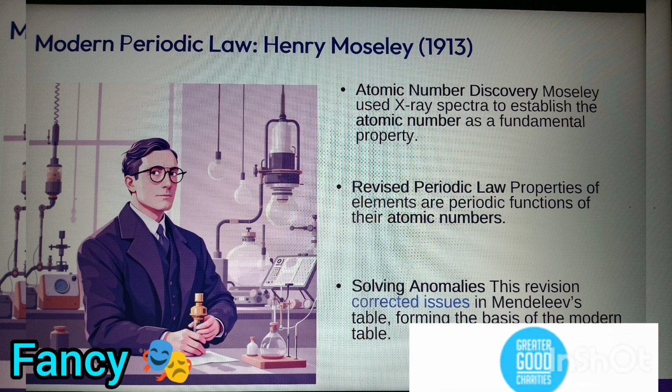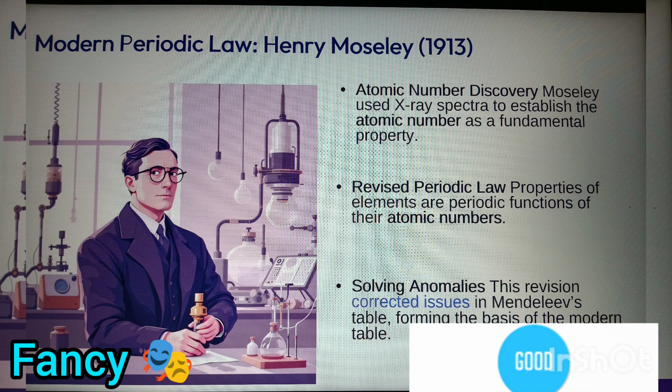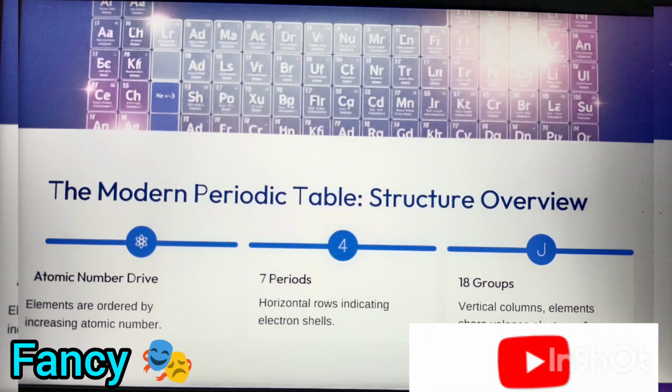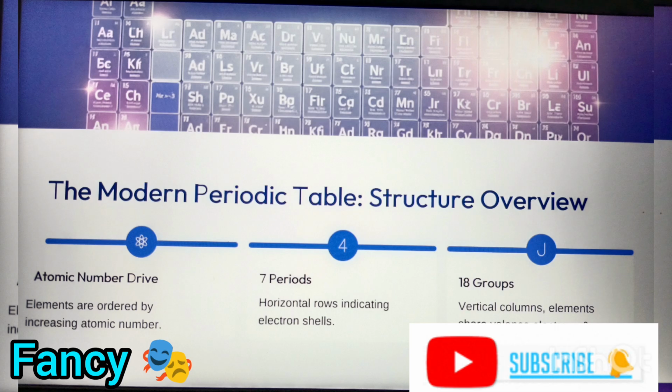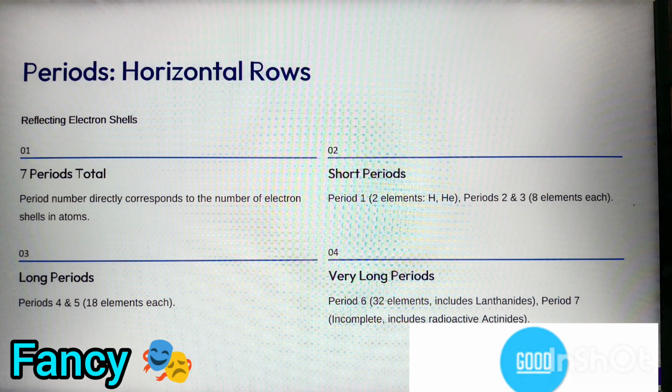The modern periodic law states that the physical and chemical properties of the elements are periodic functions of their atomic number. So that's about the modern periodic law, and the periodic table is a tabular arrangement of elements in periods and groups, highlighting the regular repetition of the properties of the elements. Now let us see the features of periods, children.